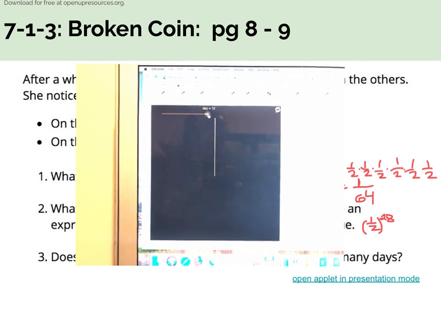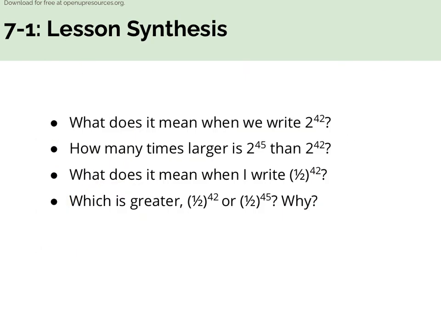So notice how it gets smaller and smaller, but it's never ever going to go away. All right, so let's go over what we talked about so far for today. What is 2 to the 42nd power? It's 2 being repeated over and over again 42 times. How many times larger is 2 to the 45th than 2 to the 42nd? Well, there's 3 more here than there are here. So of 2s, it's going to be 2 times 2 times 2, which is 8.